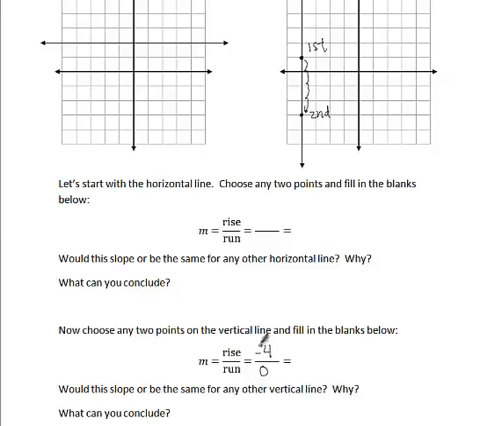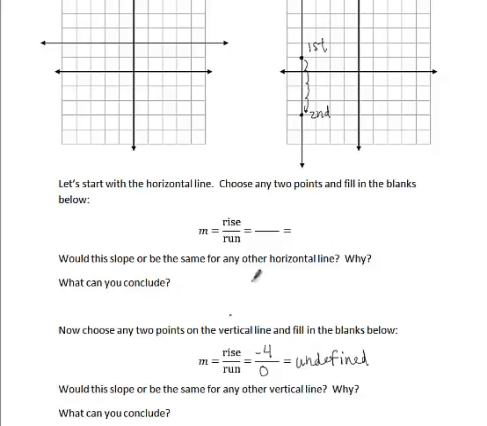And it really wouldn't matter what rise I came up with. It could be -5, -10, 10, 1000. As long as I pick two different points on the vertical line, I will have some positive or negative quantity on the top for the rise. When you take a non-zero number and divide it by 0, we get an undefined result. And so we say the slope of any vertical line is undefined.